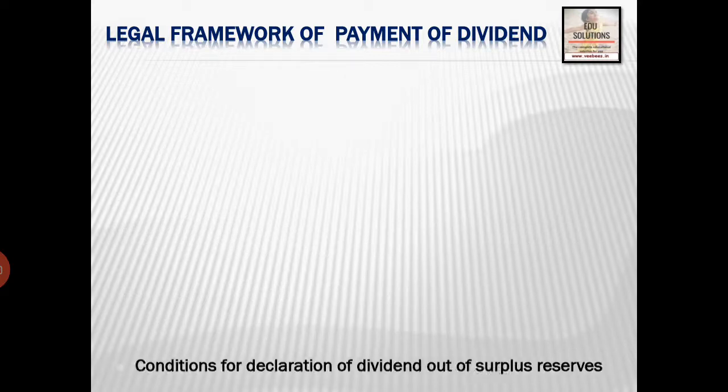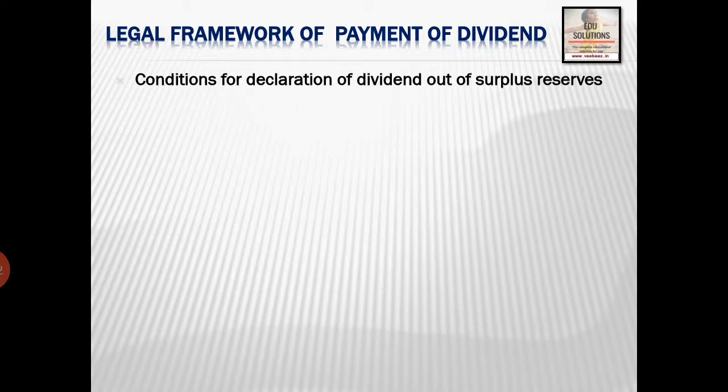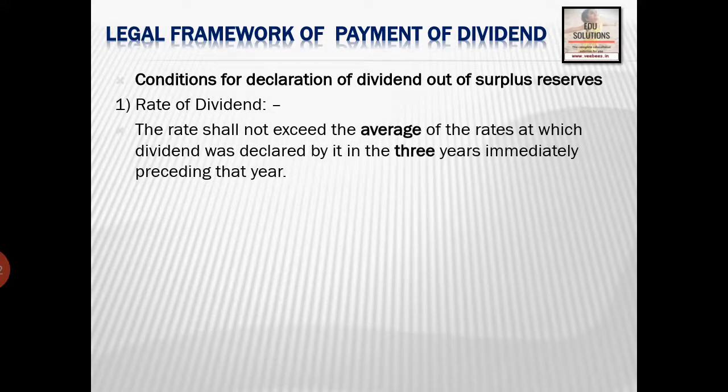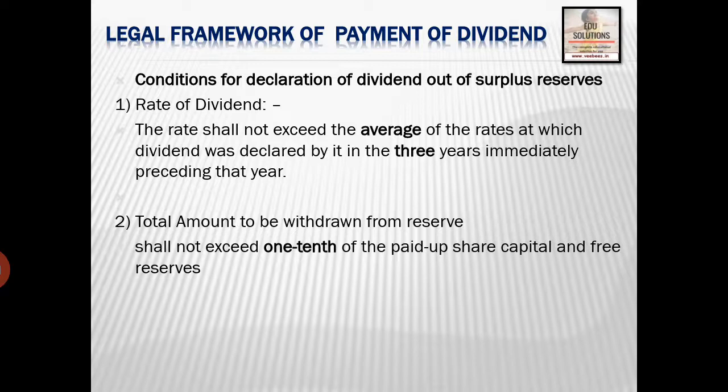Okay, then next, conditions for declaring dividend out of the reserve or surplus. In that case, the rate of dividend shall not exceed the average rate for the last 3 years. That is regarding the rate. And the total amount to be withdrawn should not exceed 1/10 of the paid up share capital of the company.